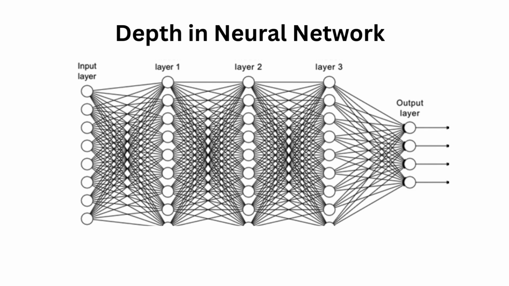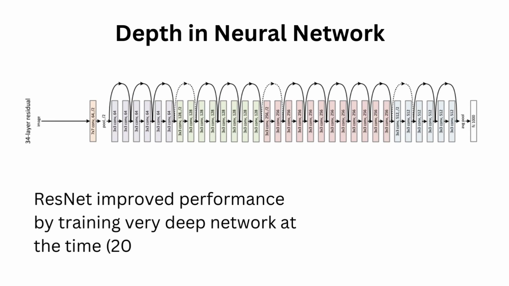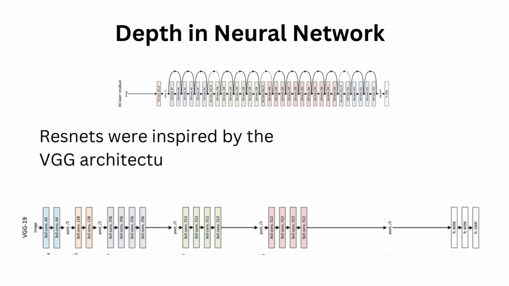Depth is an important concept for deep learning. Obviously, the conclusion of numerous studies is that the deeper the network, the better. The ResNet architecture was able to prove this fact in a very dramatic way by training networks much deeper than usual. The ResNet architecture was primarily inspired by the VGG architecture.